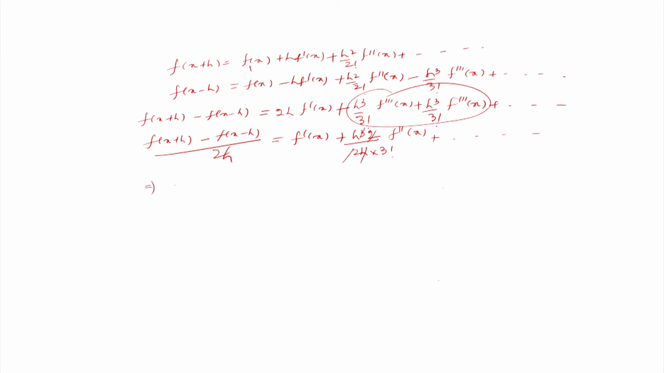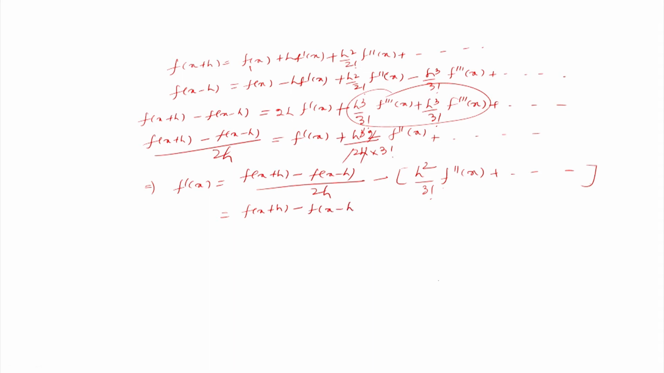This implies that f dash x equals f of x plus h minus f of x minus h by 2h minus the term h square by 3 factorial f double dash of x plus all other terms. This can finally be represented as f of x plus h minus f of x minus h by 2h plus order of h square.